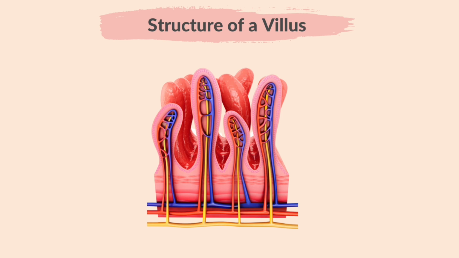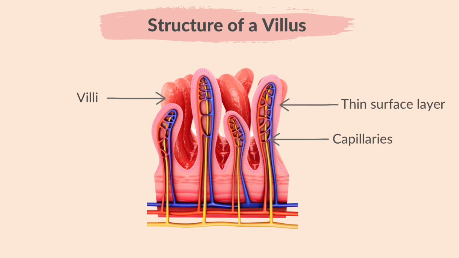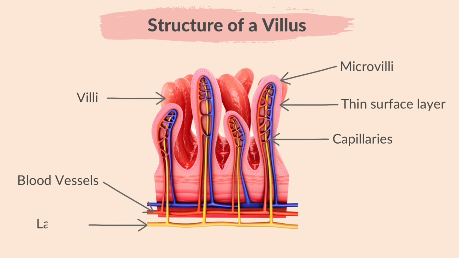Let's take a look at the structure of a villus. These finger-like projections are called villi, which is the plural of villus. These are capillaries. This is a thin surface layer. On top of this layer are microvilli. These are blood vessels. And these are lacteals.